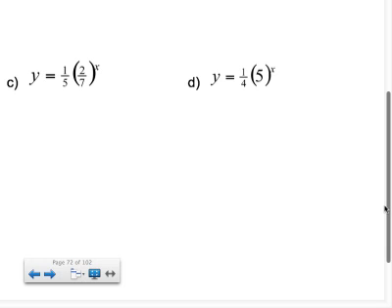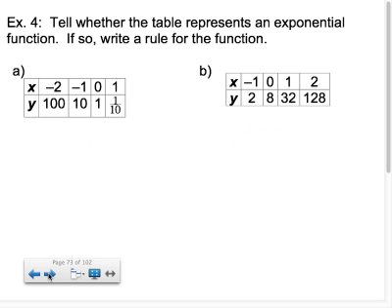Part C, less than 1, right? 2/7 is less than 1, that's decay. Part D, 5 is bigger than 1, that's growth. That's all you're doing when you're looking for growth versus decay. Look at your B value.